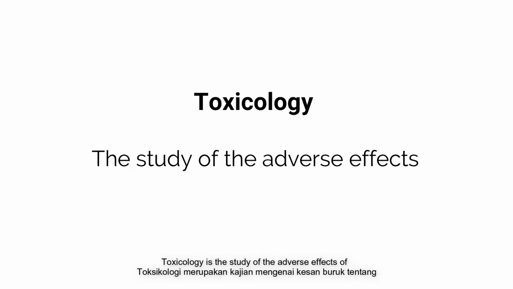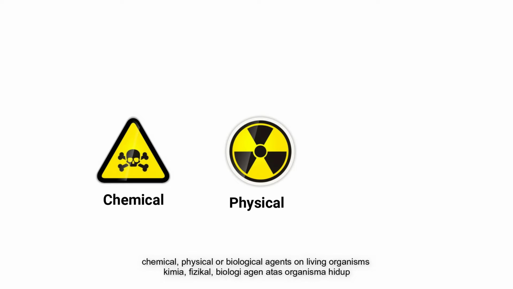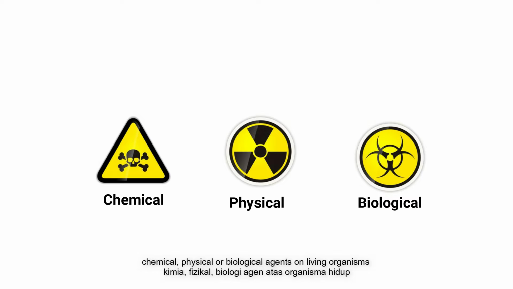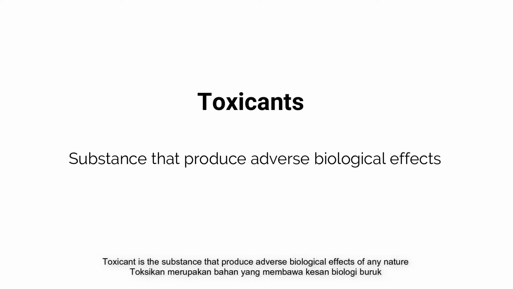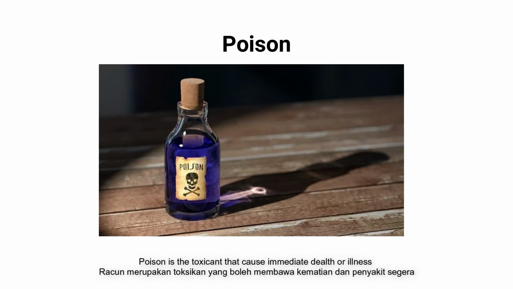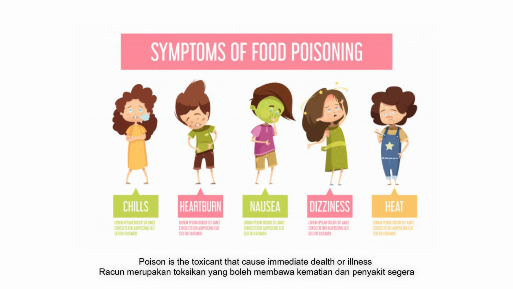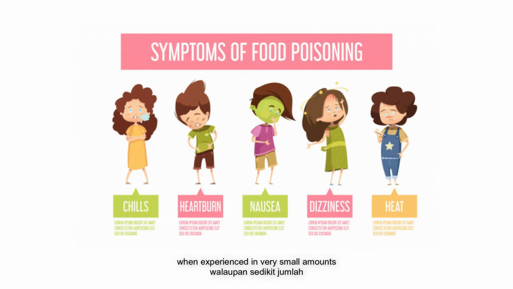Toxicology is the study of adverse effects of chemical, physical, or biological agents on living organisms. Toxicants are substances that produce adverse biological effects of any nature. Poison is a toxicant that causes immediate death or illness when experienced in very small amounts.